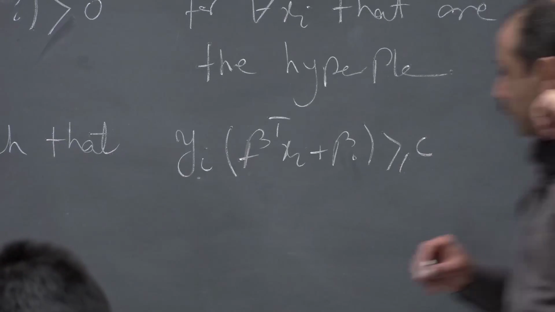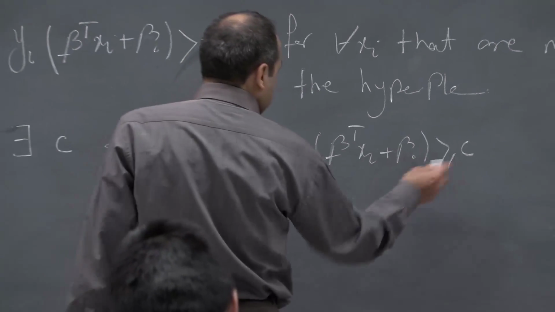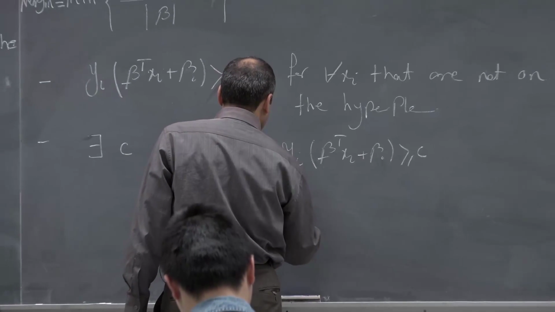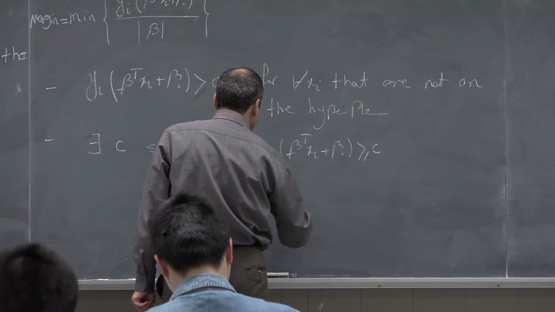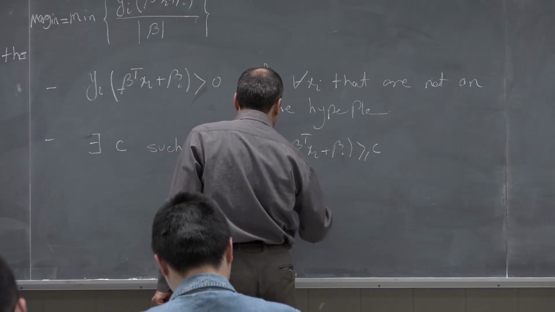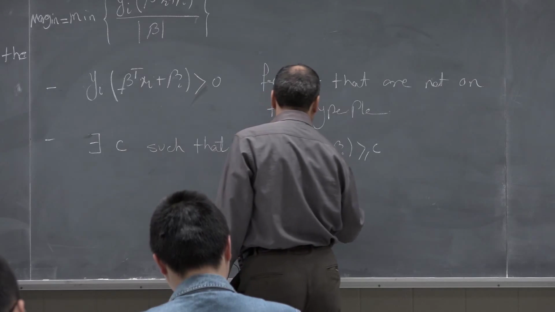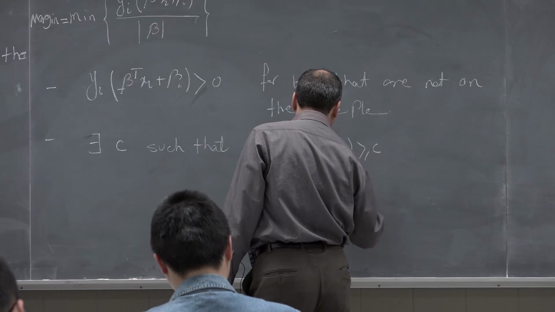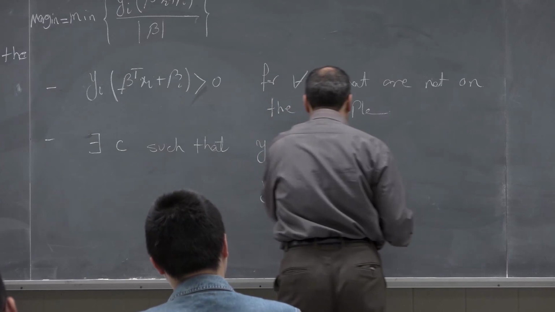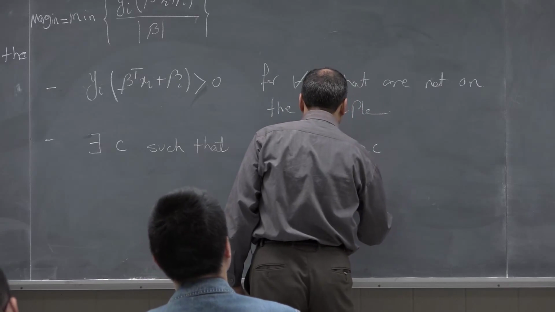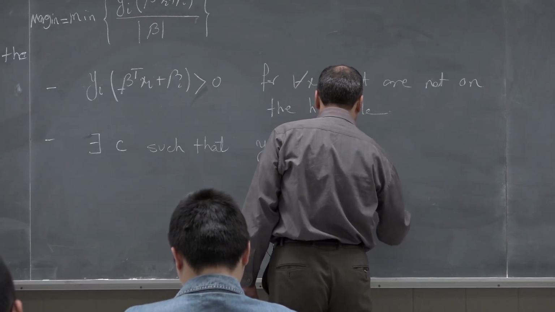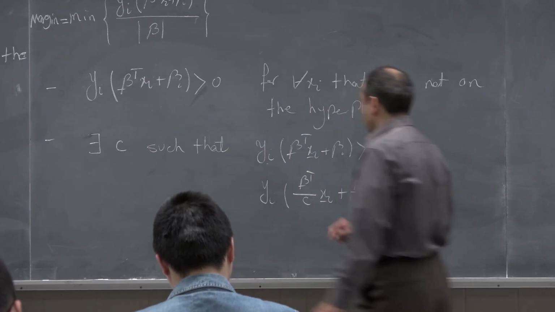Okay? So I can divide both sides by c. So I can say that yi times beta transpose over c times xi plus beta null divided by c is greater than or equal to 1.